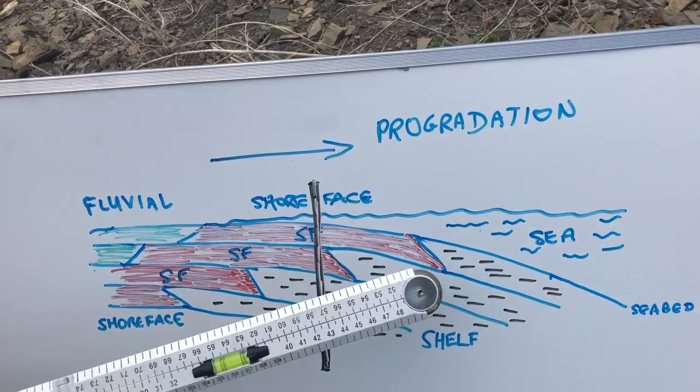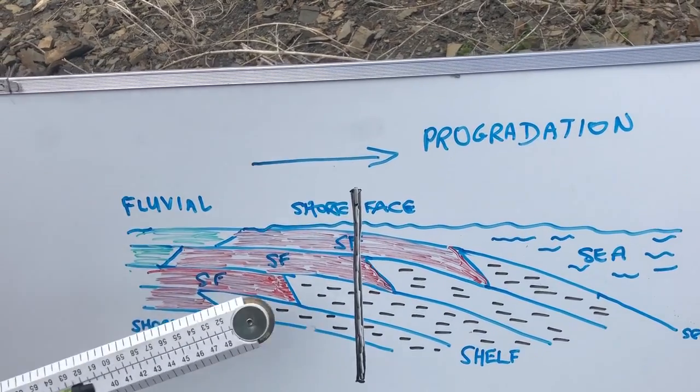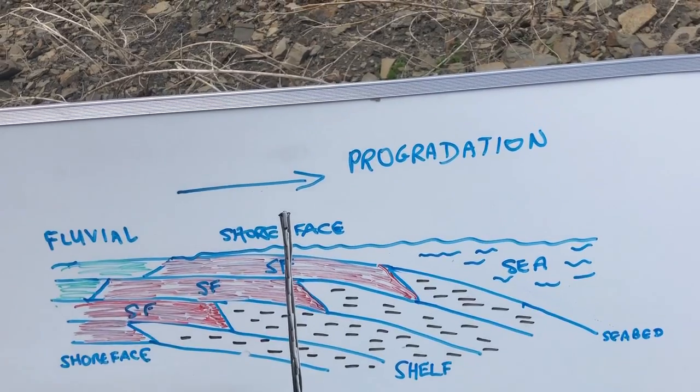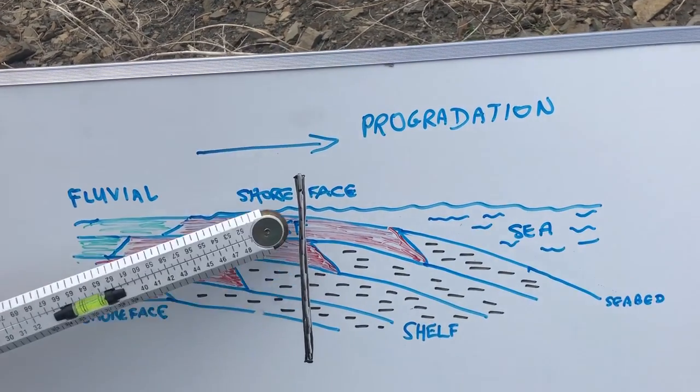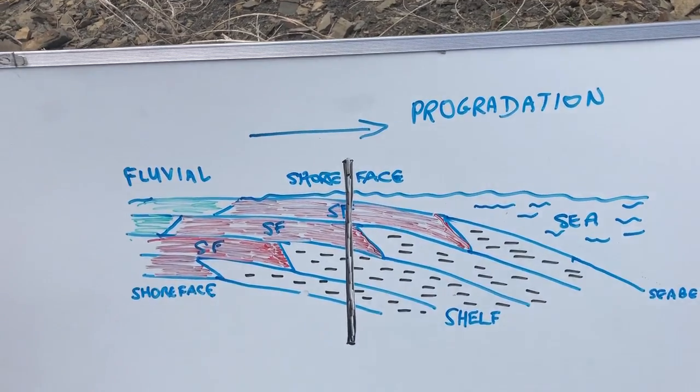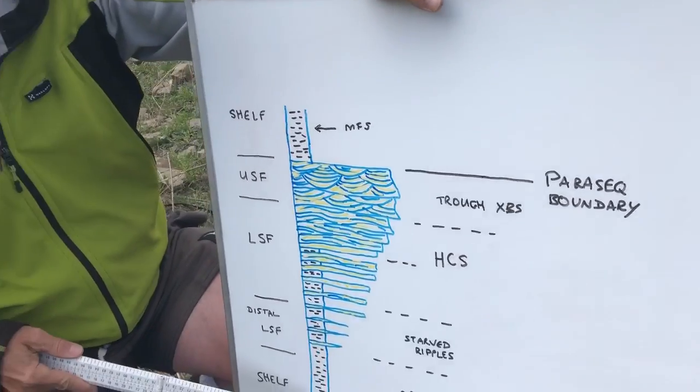And then what will happen after that is that the sea will flood back in again and you'll go back to a shelly system. So you'll end up with what's called a parasequence, which goes from mud up to sand and then begins again with the next mud as it floods over. So what does this look like sedimentologically? Well, let's have a look at this diagram here.